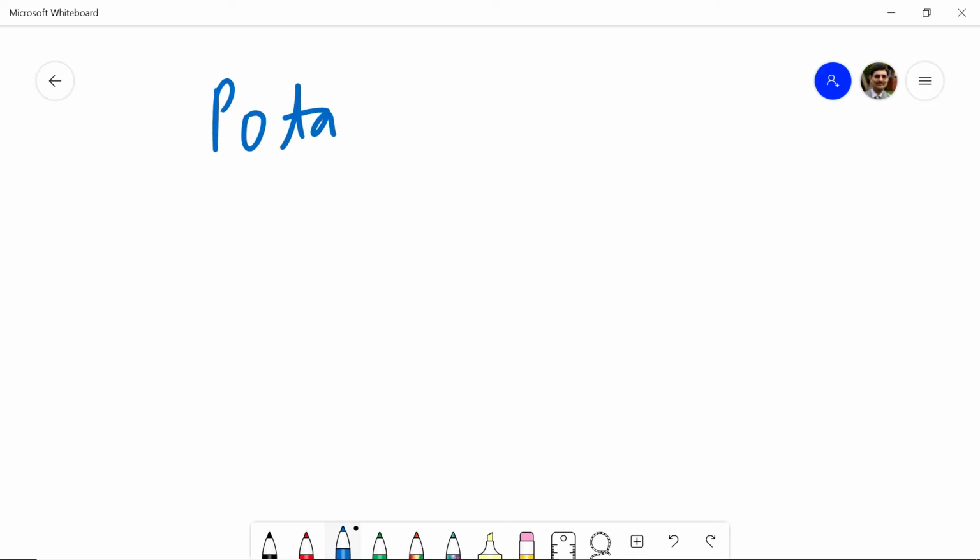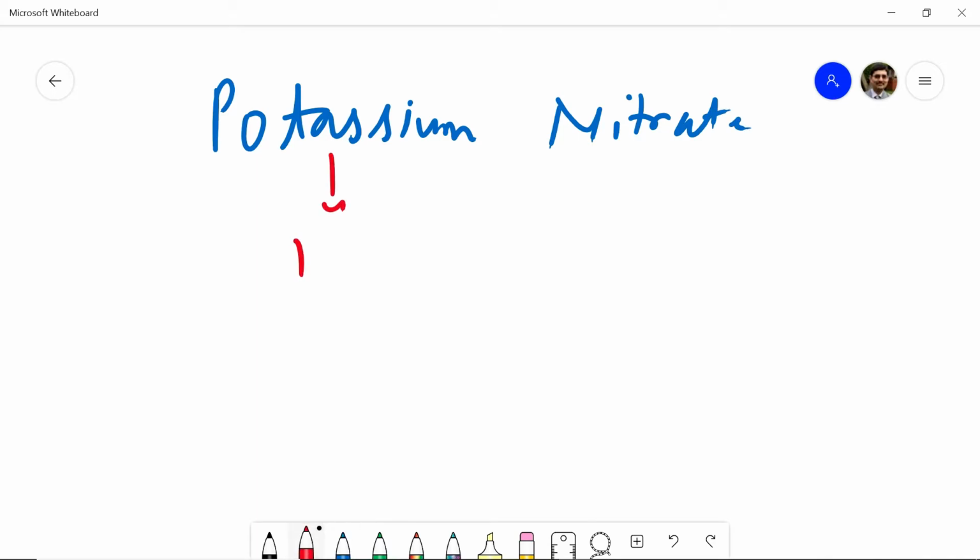Like for example potassium nitrate. So what is in that? So potassium symbol is K and nitrate is a compound ion and its symbol is NO3. So when it comes to the valency, potassium is in first group of periodic table, it needs to donate 1 electron, so its valency is 1.